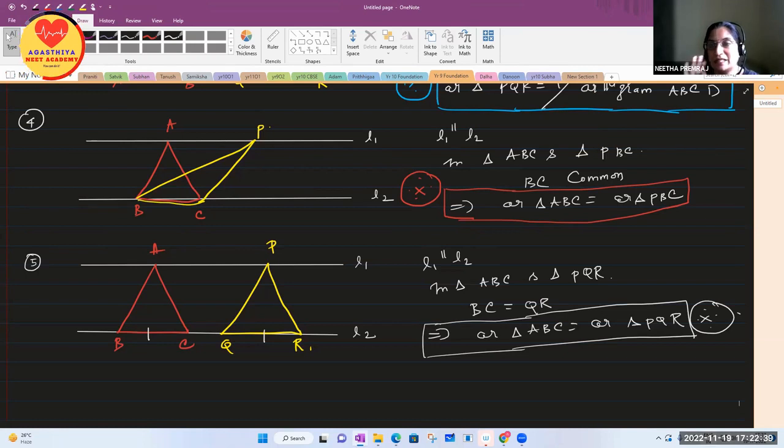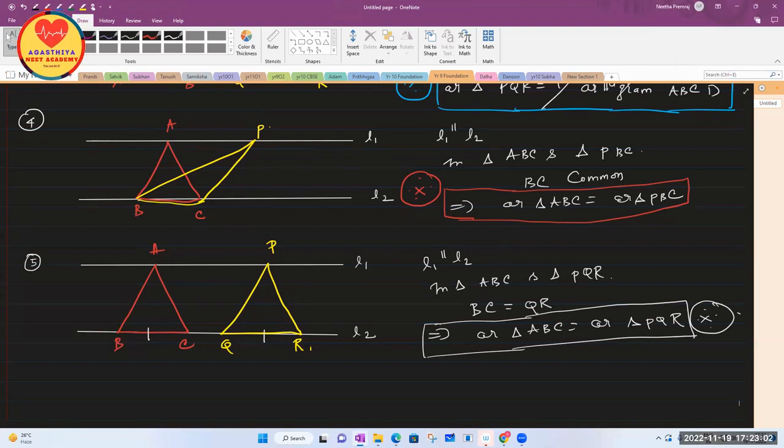That's it. Very good. See, there are two: one is the lines are parallel, and there are two triangles, and the two triangles are having equal base, common base. Then their areas are equal. That's it. Okay. This is a concept. Okay, Imran. Tell me the fifth concept.